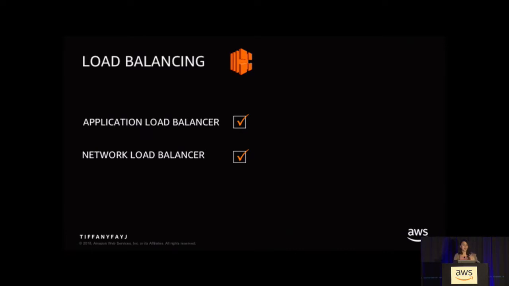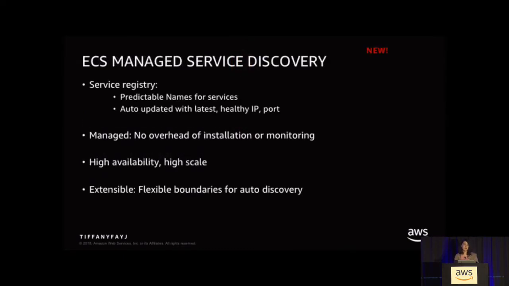And then I had mentioned earlier on that we have load balancing. So with Fargate, there are two different types of load balancers that you can use. You can use an application load balancer or a network load balancer. We also have ECS managed service discovery. So you can decide, do I want to use a load balancer and or service discovery, depending on what your needs are. So you don't have to necessarily create a load balancer if all you're trying to do is find another service. So basically, this helps make it highly available and you can easily scale with it as well.